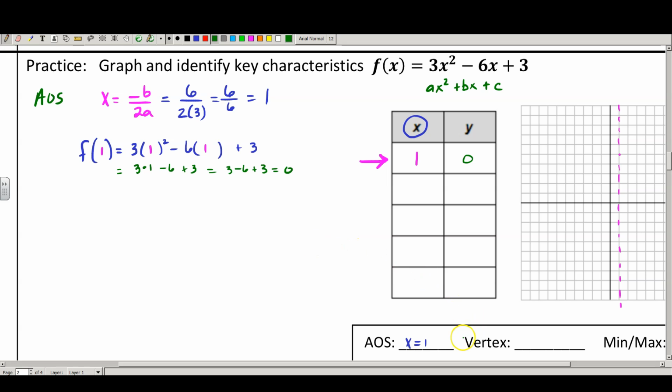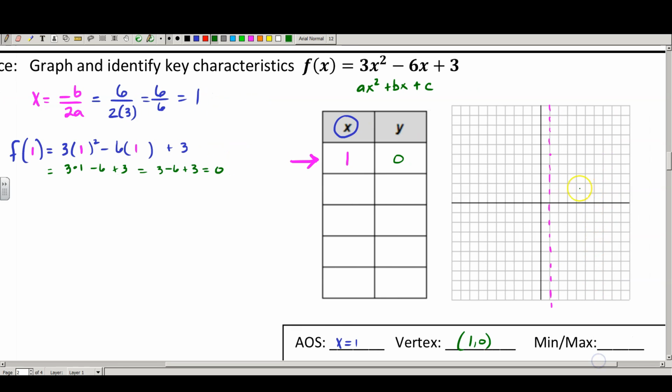All right, so that is our vertex. So our vertex is 1, 0, and we can start by putting that on the graph. Now we also know that our graph is going to open upwards because our a value, remember, is positive. So we just know that it's going to open up. And then we're just going to fill in some more solutions so we can sketch out a decent looking graph.